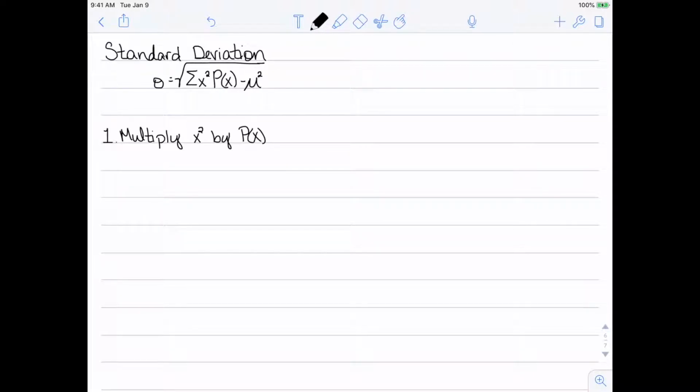Step 1, we want to multiply x squared by p of x. When finding the mean, we multiplied the x value times p of x. Here we want to multiply x squared times p of x. Next, we want to add up all of these numbers that we just found.